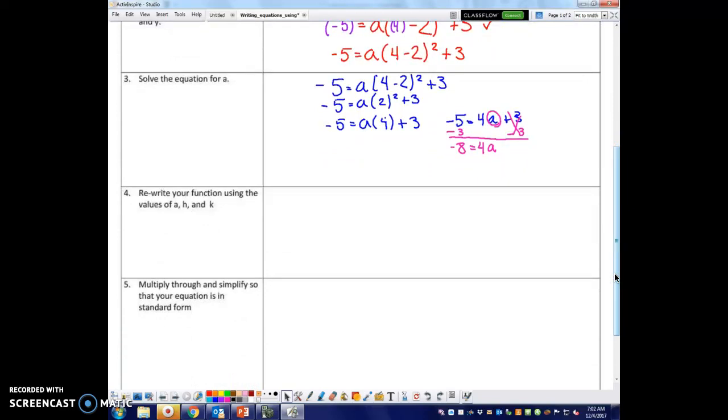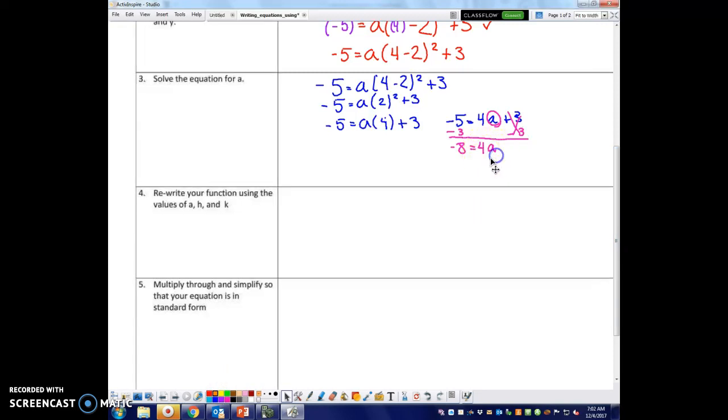Okay, what's our next step? Trying to get a by itself. They're multiplying, so how do we get rid of multiplying? You divide. So we're dividing by 4. That cancels. A equals, what's negative 8 divided by 4? It's negative 2. Okay, so a is negative 2. That was step 3. Okay, we've done step 3.